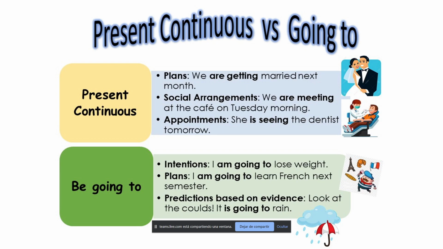Do you have questions or comments about these uses? No. Okay. In contrast, we use be going to to talk about an intention. For example, I'm going to lose weight. This is an intention. I want to do it, so I'm going to lose weight. To talk about plans, for example, I'm going to learn French next semester. This is a plan. This is going to happen. It's similar to present continuous, but the plan in present continuous is not sure it's going to happen.